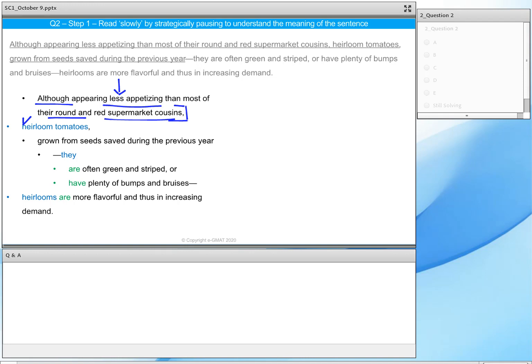Heirloom tomatoes, this part of the sentence presents more information. What are these heirloom tomatoes? They are grown from seeds that were saved the previous year. Okay, those are heirloom tomatoes. What about these heirloom tomatoes? They are often green and striped, or have plenty of bumps and bruises. So the heirloom tomatoes are often green and striped, or they have plenty of deformities in terms of appearance. So they definitely don't look very nice. And that's what the first part of the sentence is talking about.